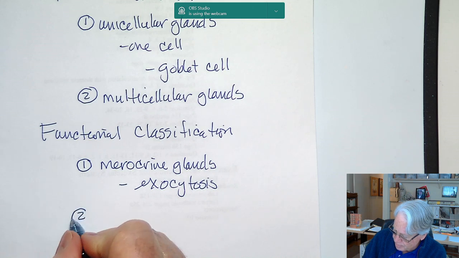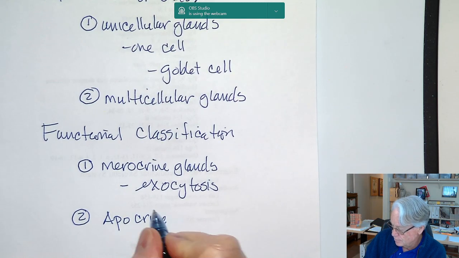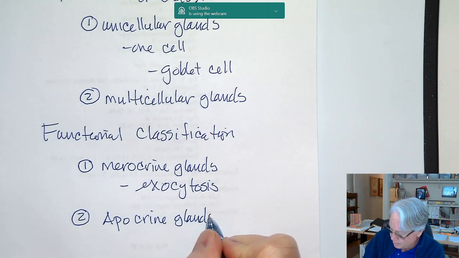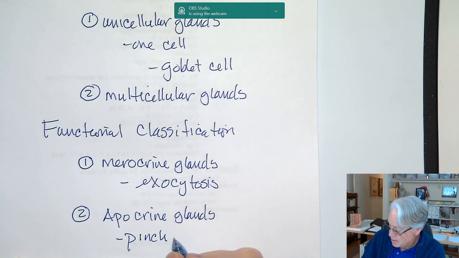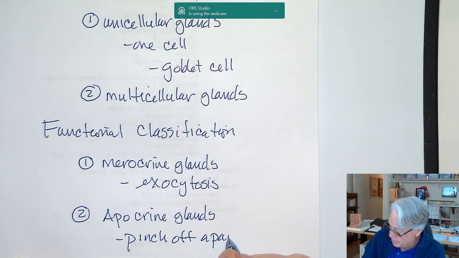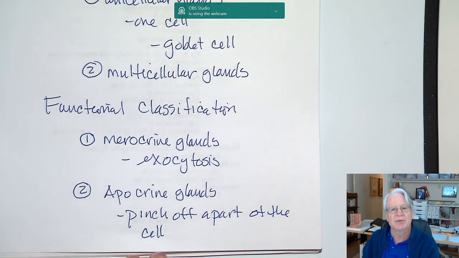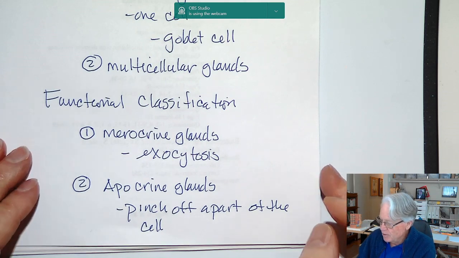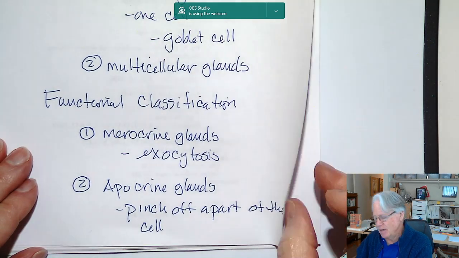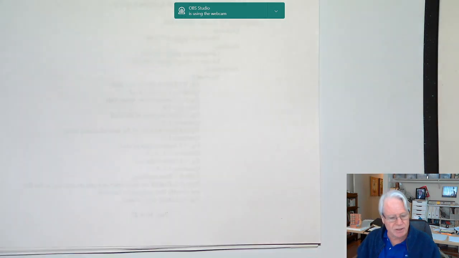The second category is apocrine glands. And these are going to pinch off a part of the cell. So instead of going through exocytosis, we produce a product, we collect it at the apical end of the cell, and then we pinch off that top part of the cell, and the entire part of the cell that's pinched off is the product, or becomes the product that's being released. So that's apocrine glands.